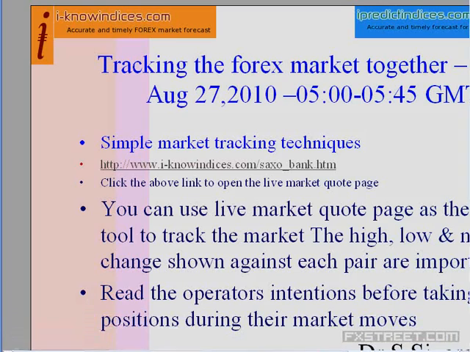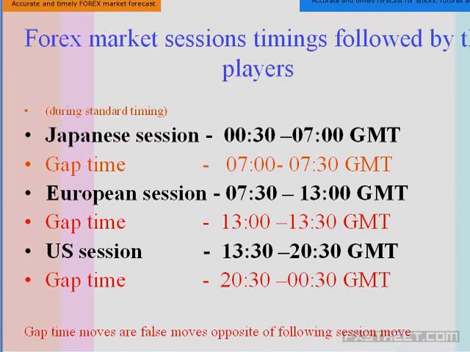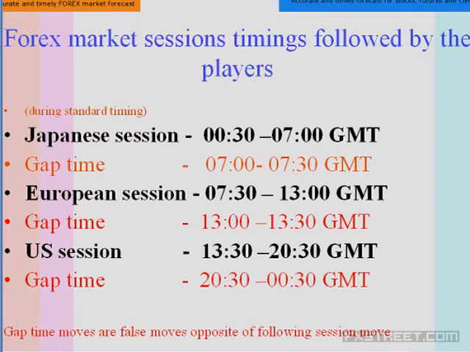So here we have to understand the market timings. I have been giving it in my trading system also. I have given the timings of the market. So now currently we are in the Japanese session, 0030 to 0700. So from 5:30 to 7 GMT will be the late Japanese session. Then afterwards the gap time starts. So we will try to take trading decisions following that.